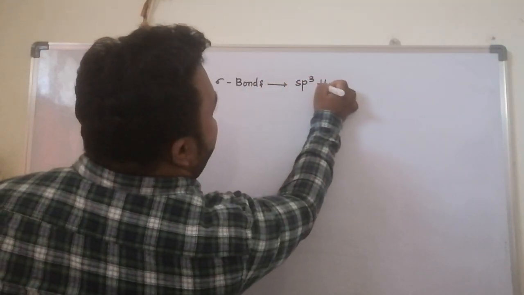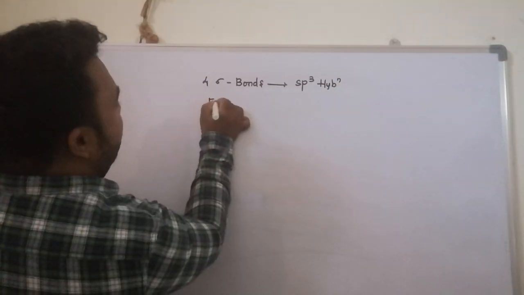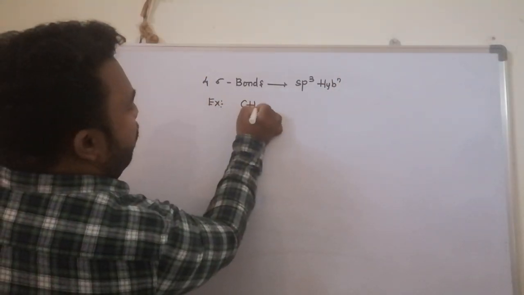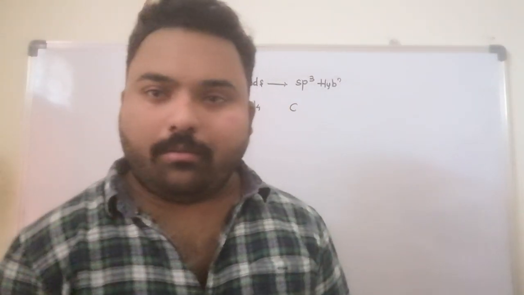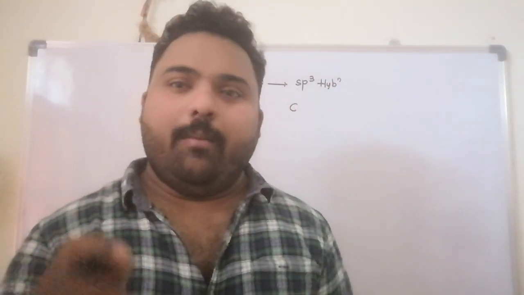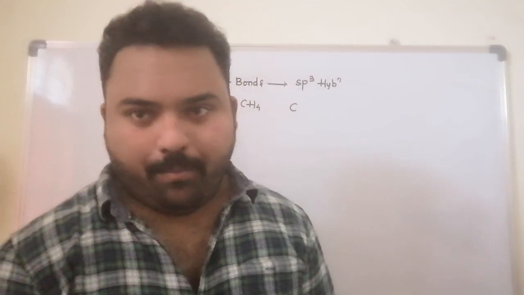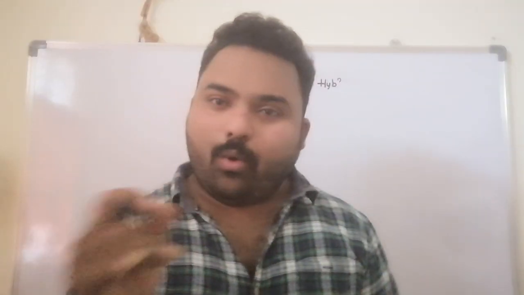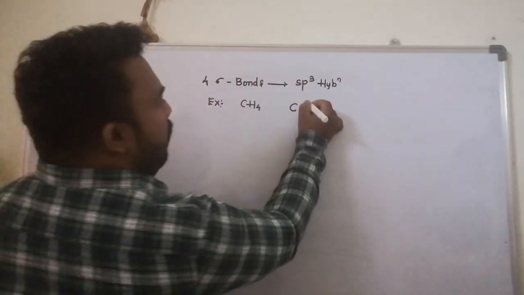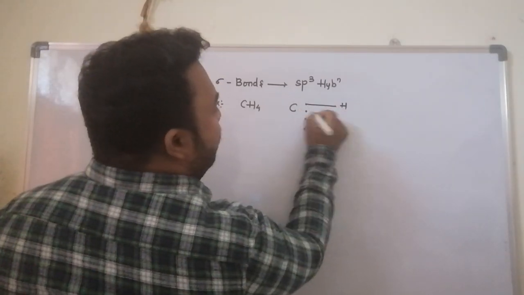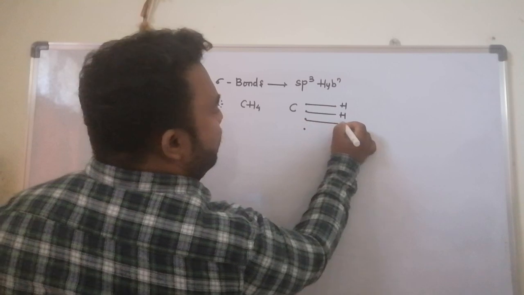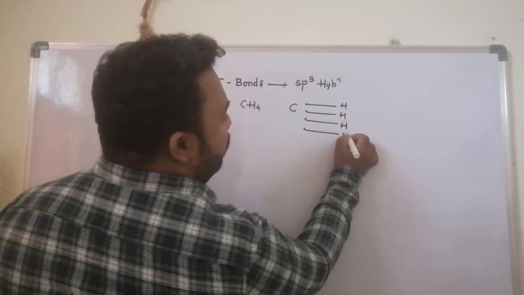In case of four sigma bonds, sp3 hybridization. Example, CH4. Carbon is the central atom which undergoes sp3 hybridization. Carbon belongs to the 14th group, so it has a total of 4 valency electrons: 1, 2, 3, 4. One bonds with hydrogen, second one bonds with hydrogen, third one, fourth one.